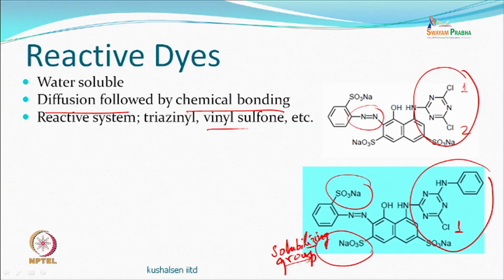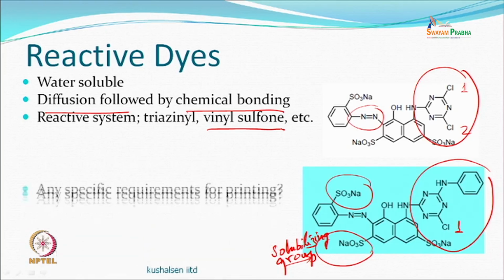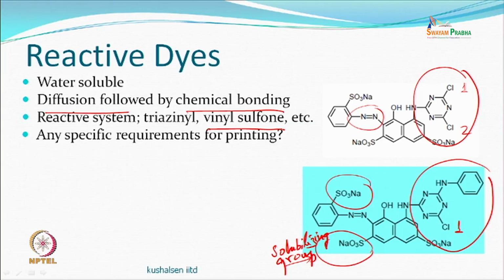So there are other types of reactive groups also, like vinyl sulfone, and their conditions are also different of fixation. So there are possibilities of using different reactive groups, but all of them should be such which give you an advantage in terms of reactivity being little low. So if we again recall, the specific requirement for printing is that the temperature of printing or fixation should be high.